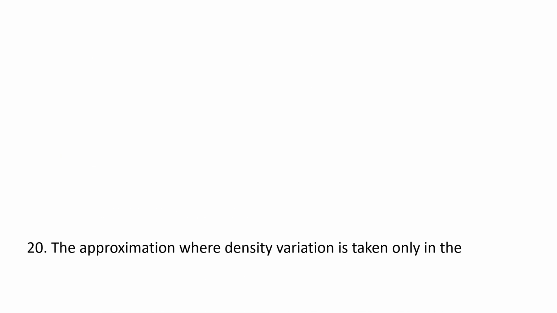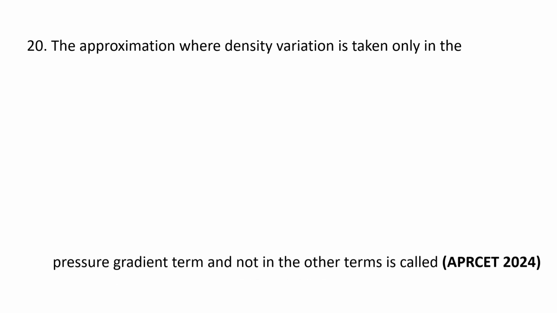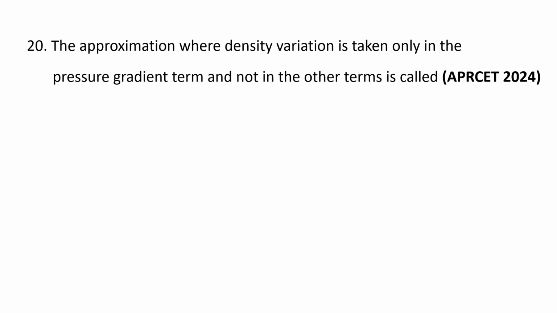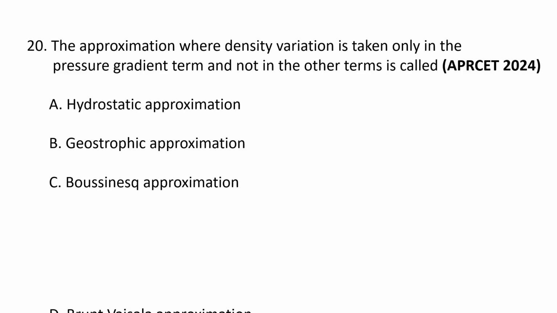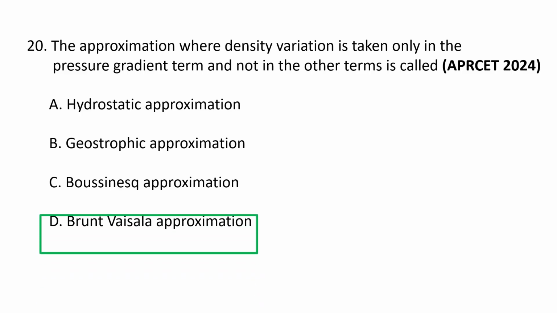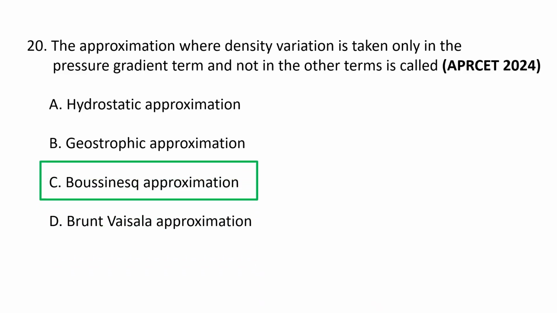Next question. The approximation where density variation is taken only in the pressure gradient term and not in the other terms is called A. Hydrostatic approximation, B. Geostrophic approximation, C. Boussinesq approximation, and D. Brunt-Väisälä approximation. The correct option goes as Boussinesq approximation.